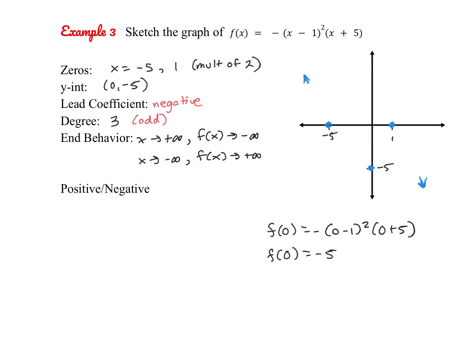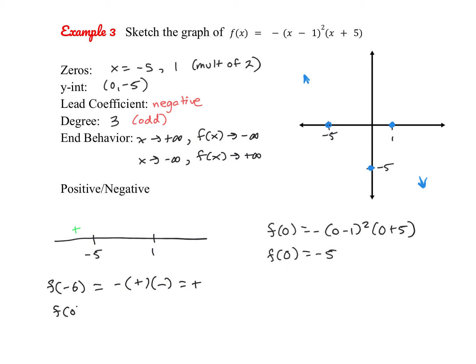Now let's do a little positive negative analysis. So here's our interval. So we have only two zeros, -5 and 1. So let's pick a value to the left. Let's pick -6. We have a negative out front. If I plug -6 into this factor and then square it, it's going to be a negative, but I'm squaring it so it becomes a positive. And then for my last factor, it will be negative, and this results in a positive.